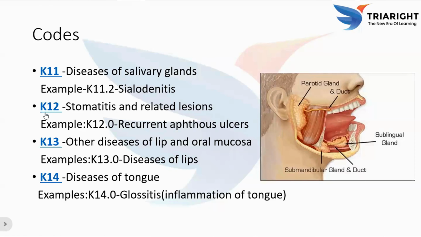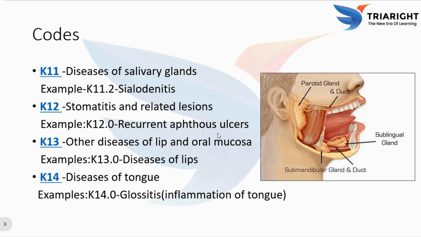So next, coming to K12 code, it indicates stomatitis and related lesions, meaning it includes the inflammation or ulcers inside the mouth. For example, K12.0, recurrent aphthous ulcers, also called canker sores, RAU. These are small painful ulcers that appear inside the mouth. They come back again and again, so that's what recurrent means. They usually heal on their own in 1 to 2 weeks. So that's why it was named recurrent aphthous ulcers.